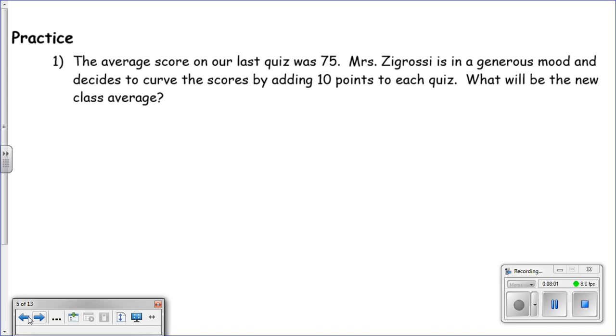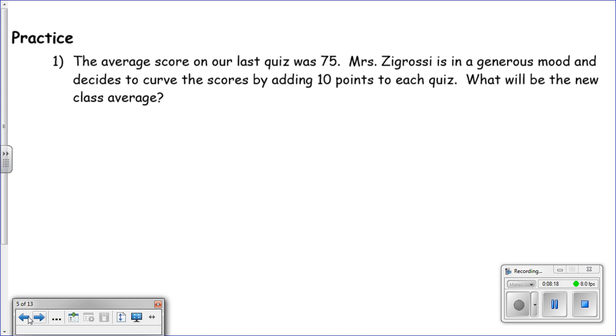So the average score in our last quiz was 75. Ooh, not good. Mrs. Zagrossi is in a generous mood and decides to curve all the scores by adding 10 points to each quiz. Nice, right? What will be the new class average?